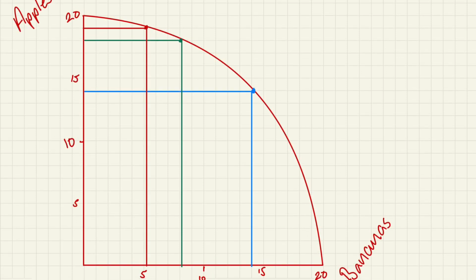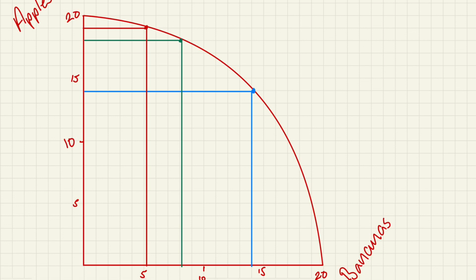Okay, so let's try that again. So now, in order to increase its output from 18 to 19 apples, it has to give up 3 units of bananas. It has to reduce its output of bananas from 8 to 5. So it's giving up 3 units of bananas to gain just 1 unit of apples. And again, that's because the resources that it's given up are highly suited to the growth of bananas and much less suited to the growth of apples.